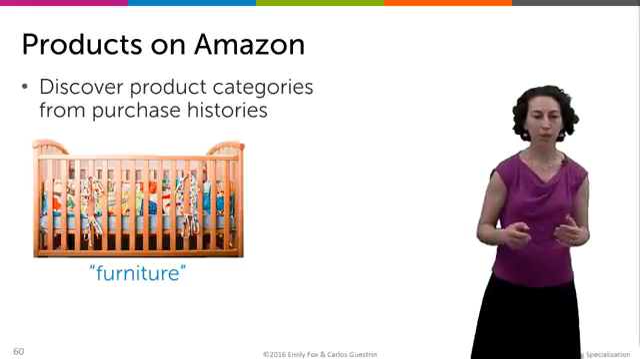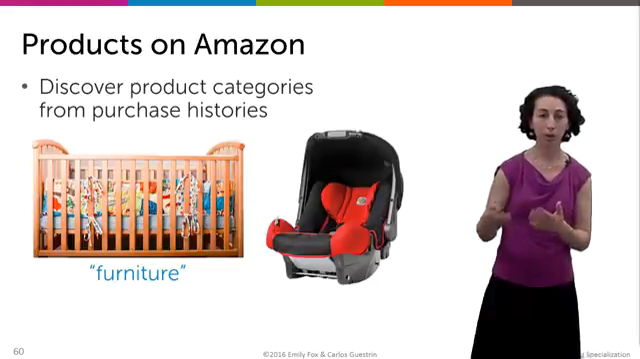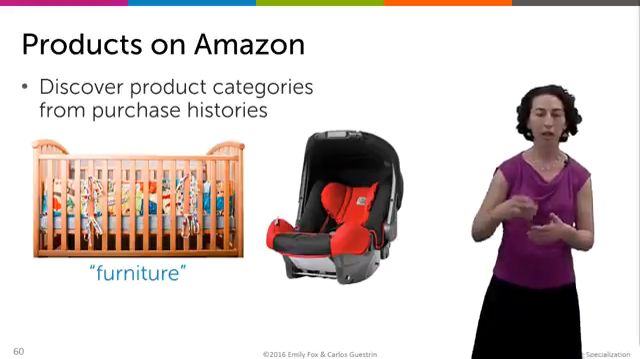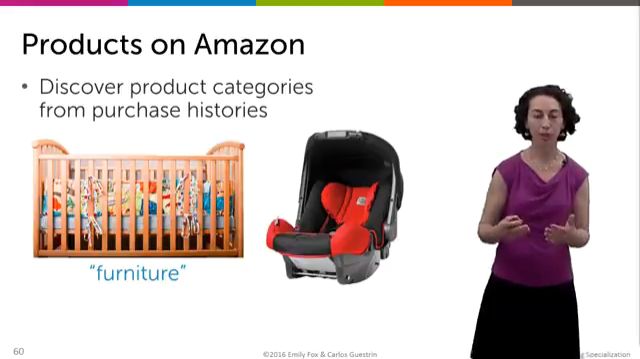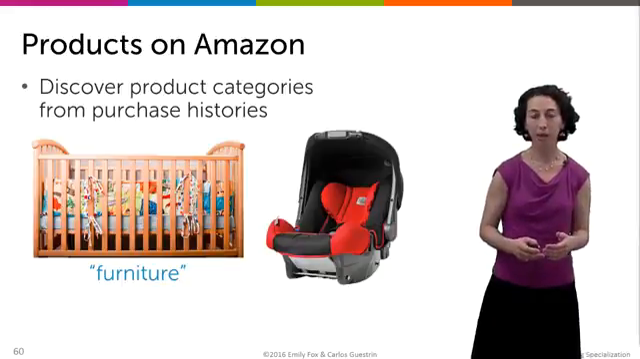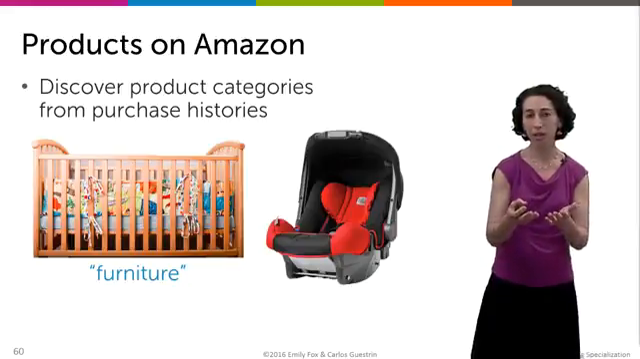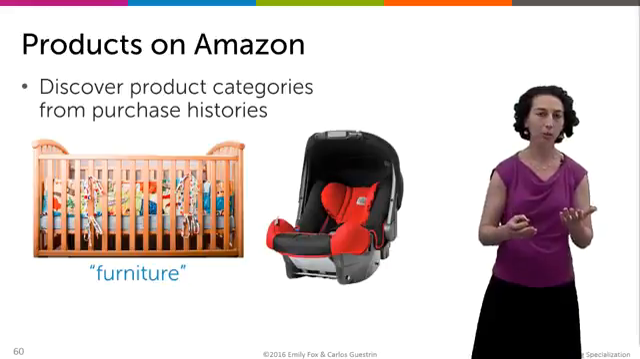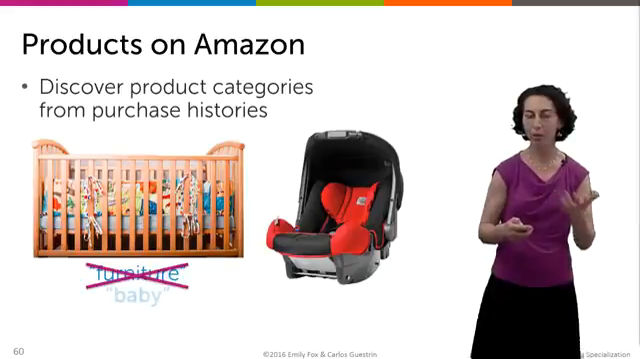For example, maybe when people buy this crib, we also see that they're buying a car seat and other baby items. And so from this, we can maybe lump this crib in with the set of baby items that are available on Amazon. And even though, let's say, a seller labeled this under the category furniture, one thing we could do with this clustering is either correct or add a label, which is baby, that this is a baby product.